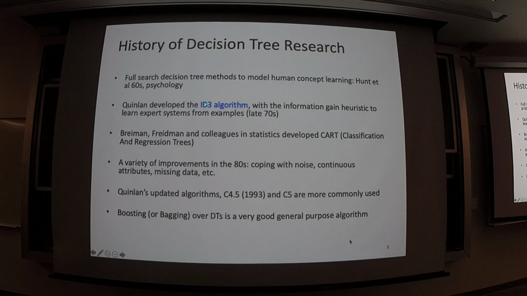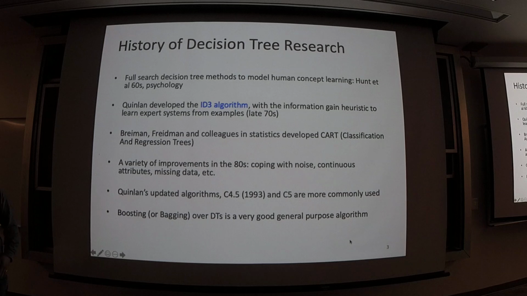And then in the late 1970s, Quinlan developed the classical ID3 algorithm, which uses the information gain heuristic to learn decision trees from examples. Why is it called expert system? Because in the late 1970s to 1980s, expert system was a buzzword. It's just like artificial intelligence or machine learning nowadays. So basically, you can see them as equivalent. And then ID3 is a very fundamental algorithm because all kinds of variants of decision trees are based on ID3. That's why we focus on ID3.